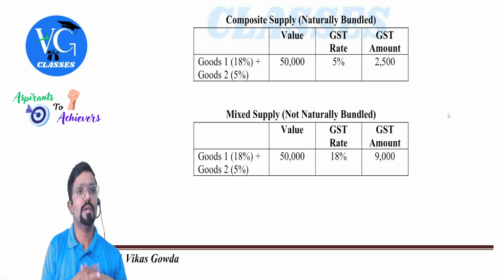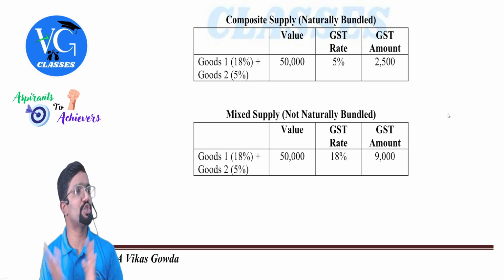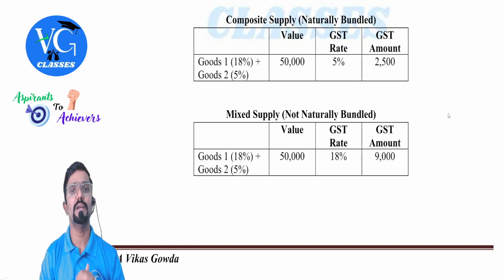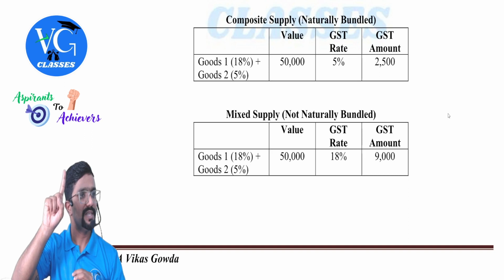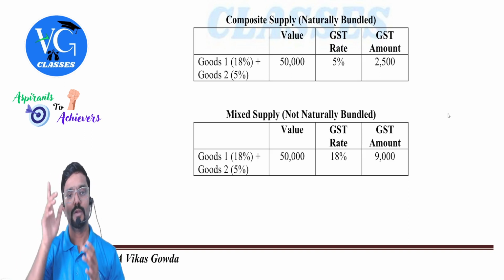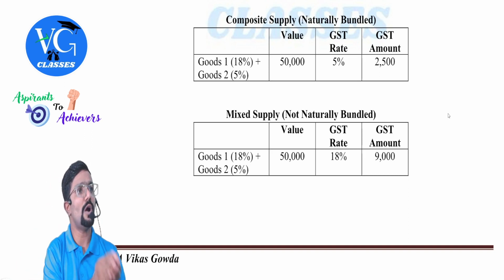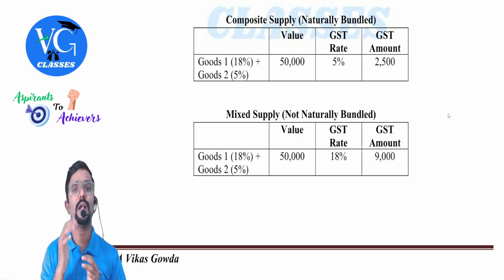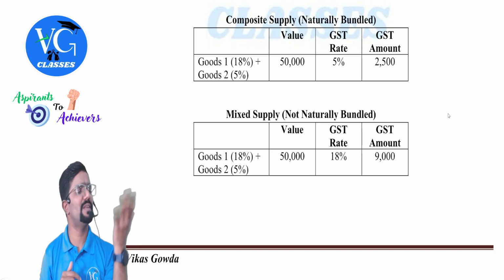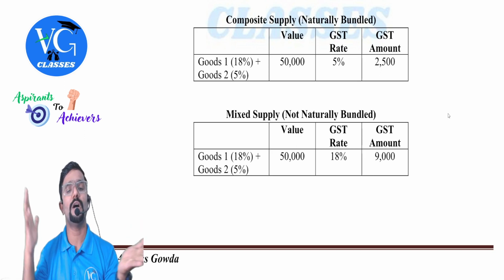So assume for one goods the rate is 18%, and for the other goods the rate is 5%. Now we need to check whether it is a composite supply or mixed supply. Why are you checking it, sir? Guys, two goods are supplied for a single price. So is it an individual supply? No. So we need to identify whether it is a composite supply or mixed supply. Sir, how do we identify?